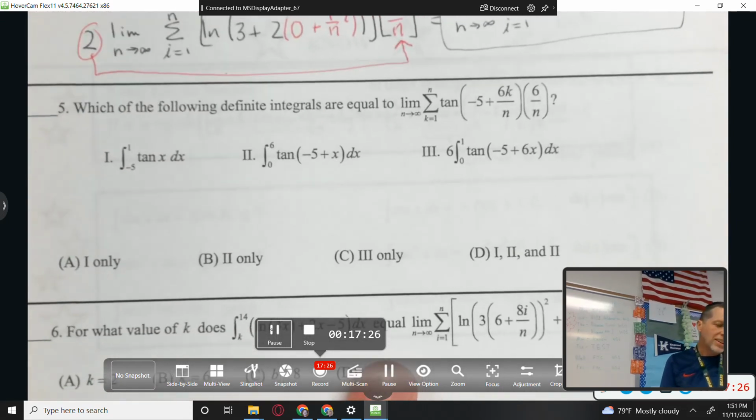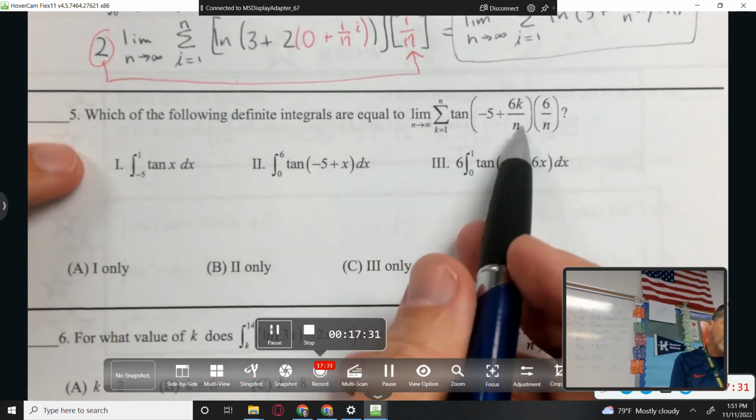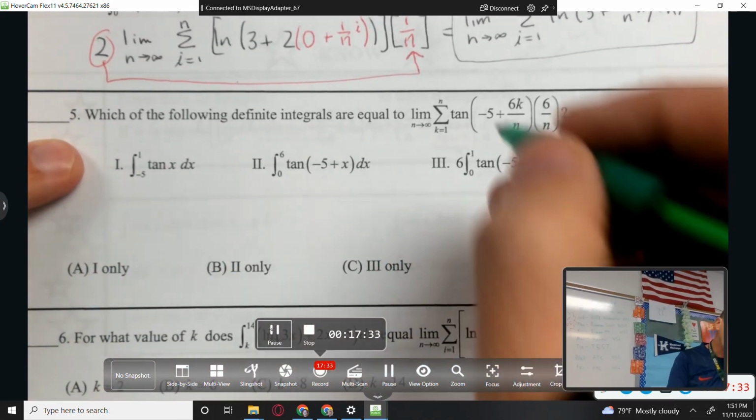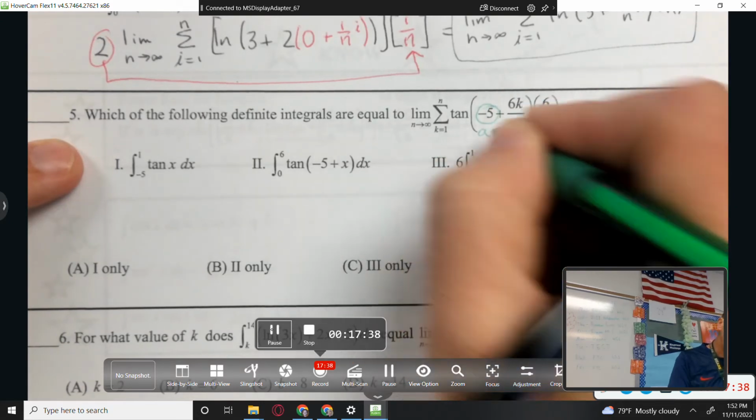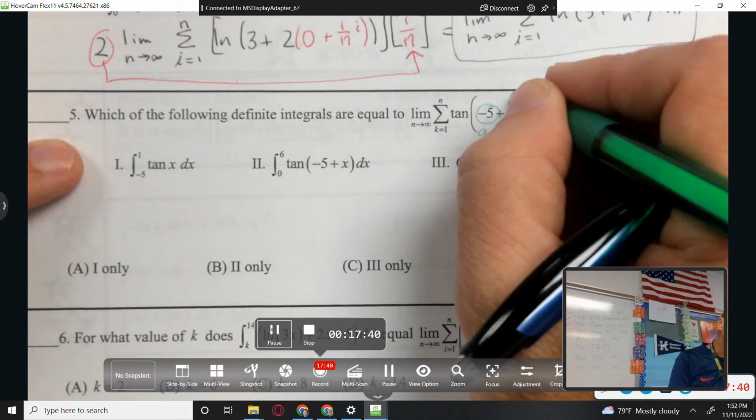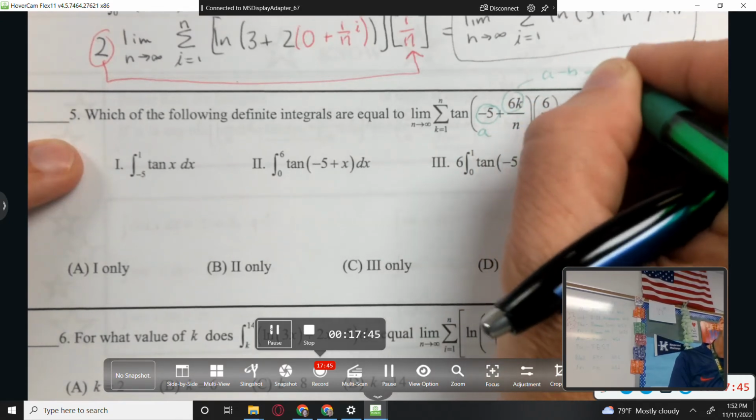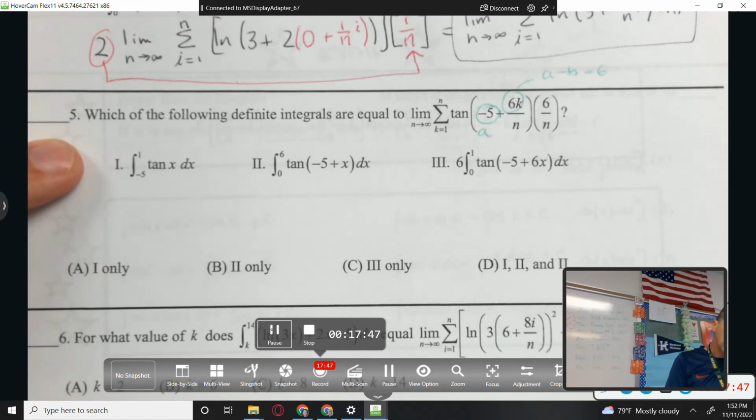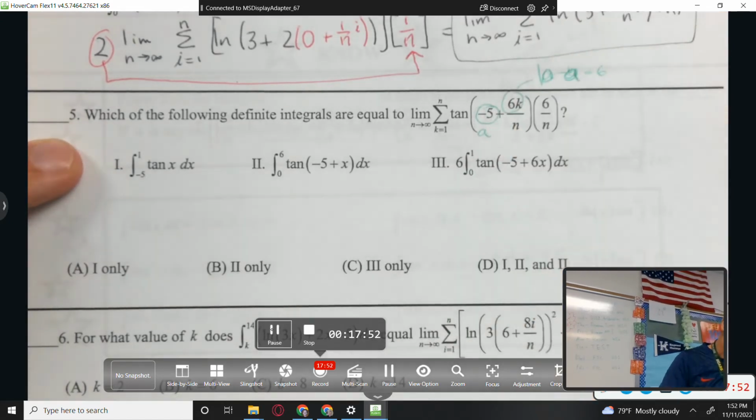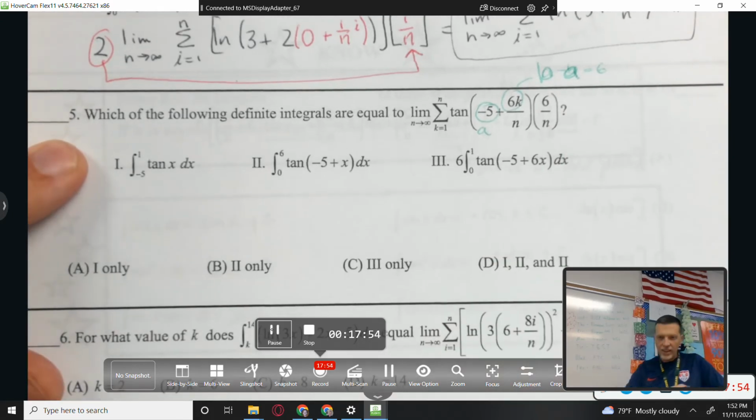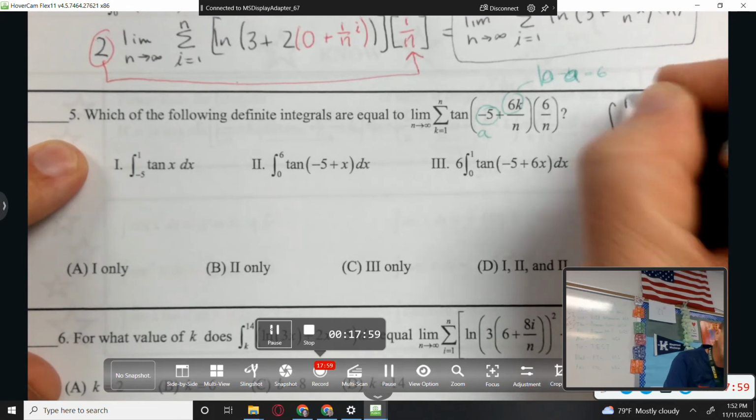Number 5. To get a little easier because this is multiple choice, which of the following definite integrals match this? So it looks like we're starting at -5. That's our A value. And we're going to go 6 away. So A minus B is equal to 6. Wouldn't it be B minus A? You're right, B minus A. I wasn't even thinking which way. I was just thinking 6 away from -5 means I'm going to start at -5 and go to 1.